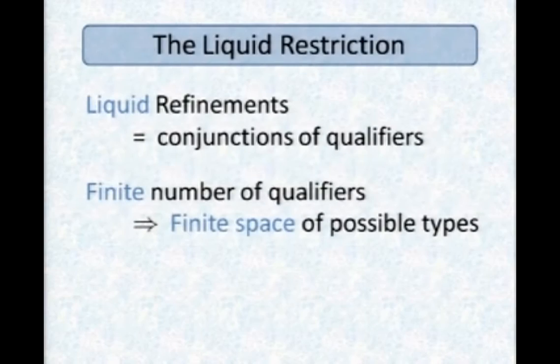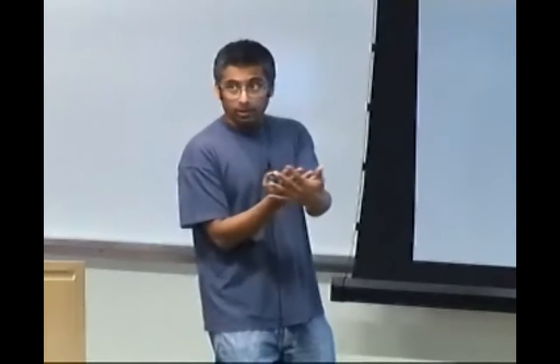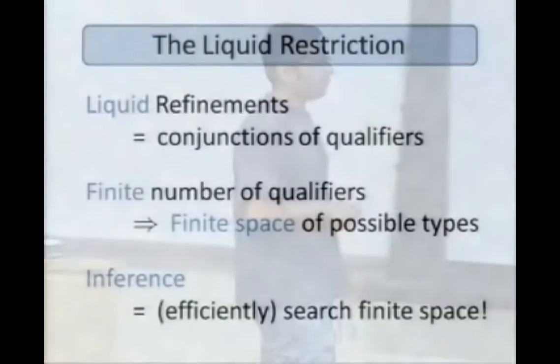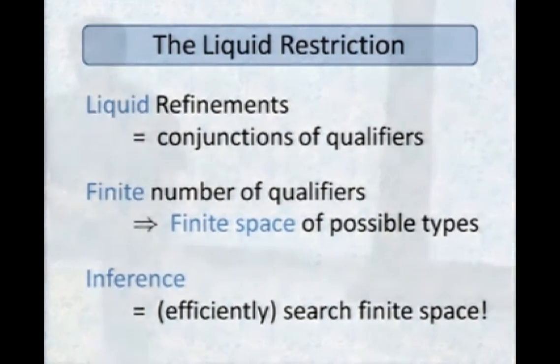And so how does this make inference possible? Well, if I give you a finite number of qualifiers, then that's a finite space of possible types. Right? For each type, there's some subset of those 25 qualifiers that can go in there, and I just have to figure out what that subset is. Okay, I've restricted the space of possible types. And so now inference boils down to just searching this finite space.